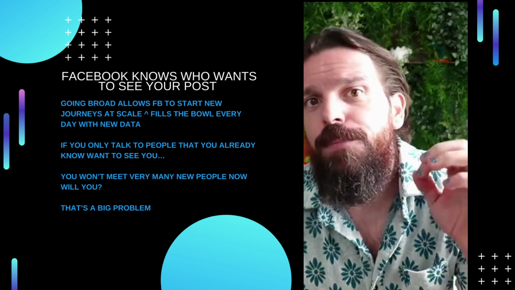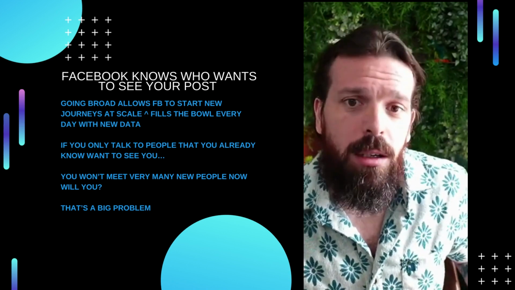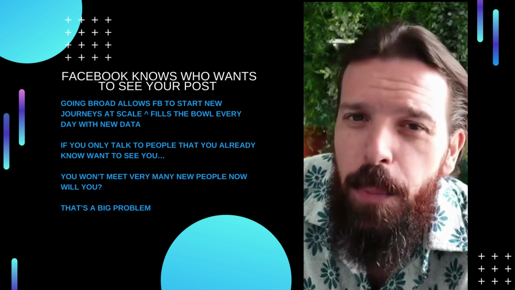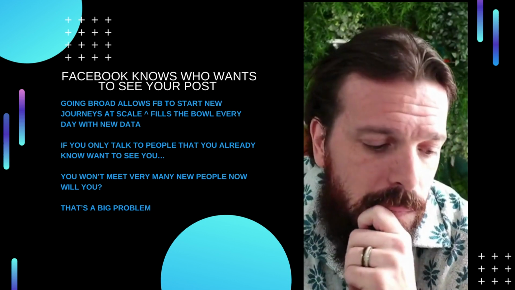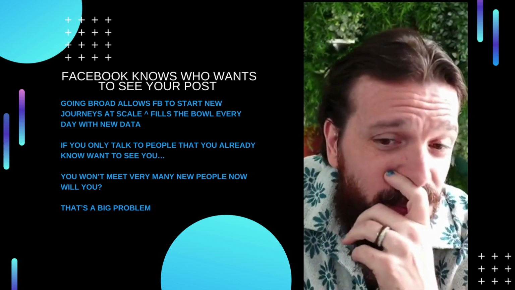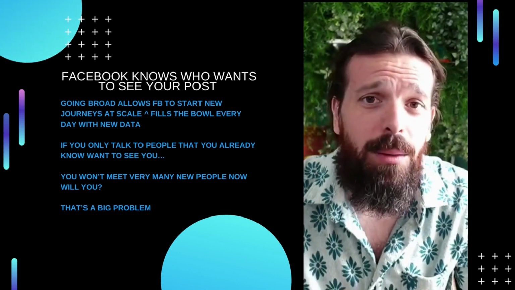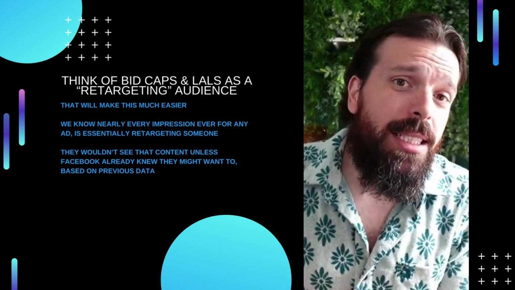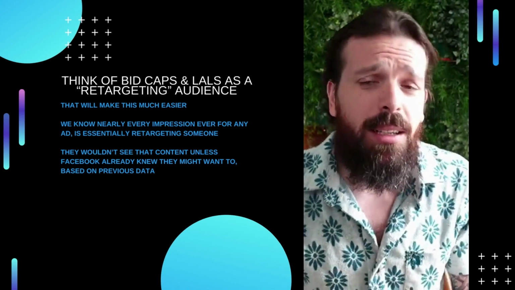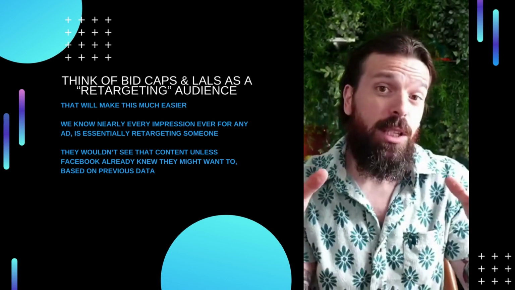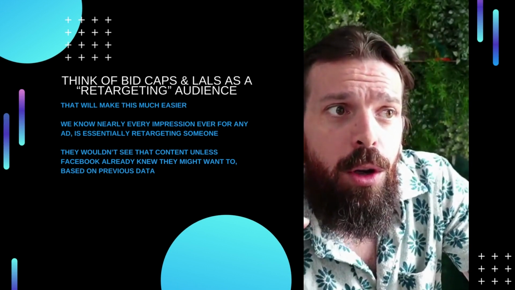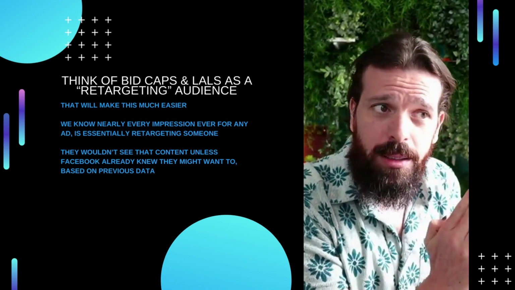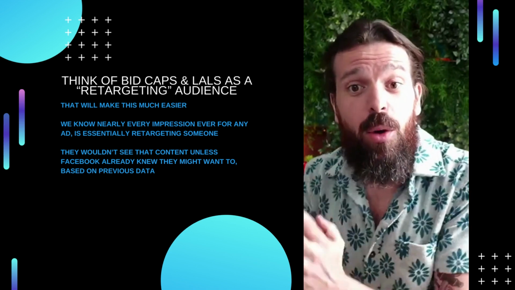Now, let me ask you a question. If you only ever talk to the people that you already know want to see you, how many new people do you think you're ever going to meet? When you're trying to scale a business, that's a really big problem. So let's think of bid caps and lookalikes as a retargeting audience. That'll make all of this much easier. Because remember, we're using existing data to go after people that we have data on that are likely to take action like those that have already done it.